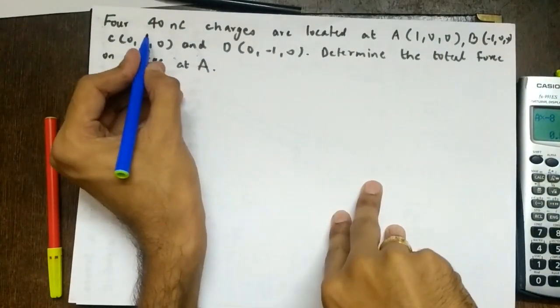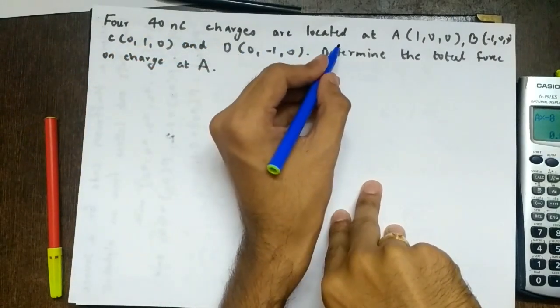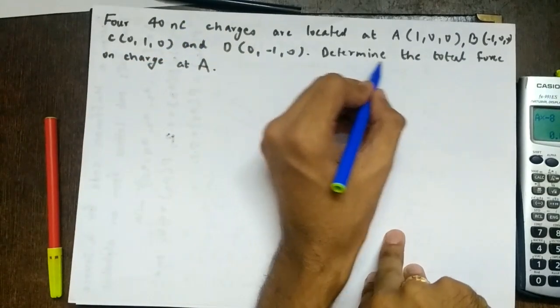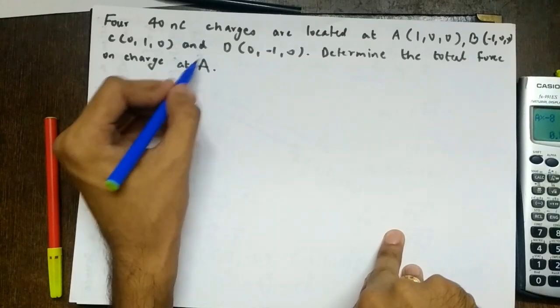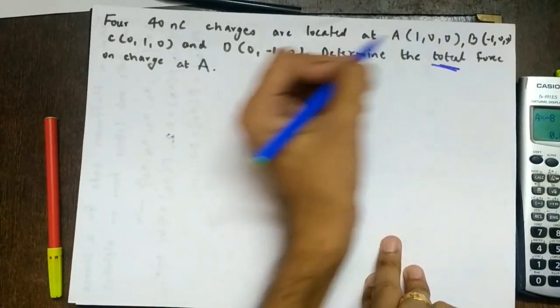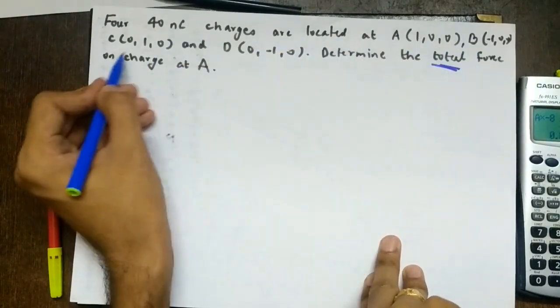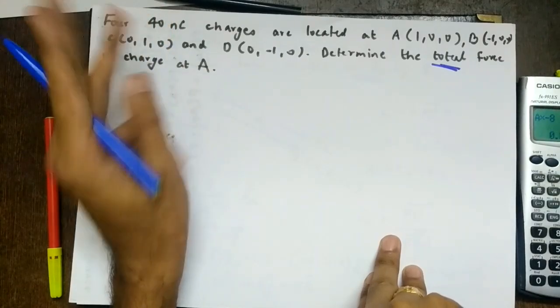So what is given? 440 nanocoulomb charges are located at A, B, C and D. Determine the total force on charge at A. So we have the vector directed at A. Remember, it is total force. So we have to find force on charge at A due to B, C and D. So we have three vectors. We will get three answers. Then we have to add them to get the final answer. Remember.